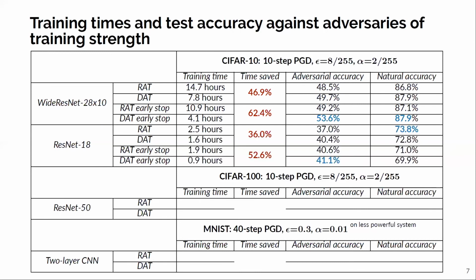For ResNet 18, we get a similar outcome. There is a significant time saving of over 50% and a gain in adversarial accuracy when using our method. We further see that these patterns extend to different datasets such as CIFAR-100 and MNIST, which are also using different model architectures.